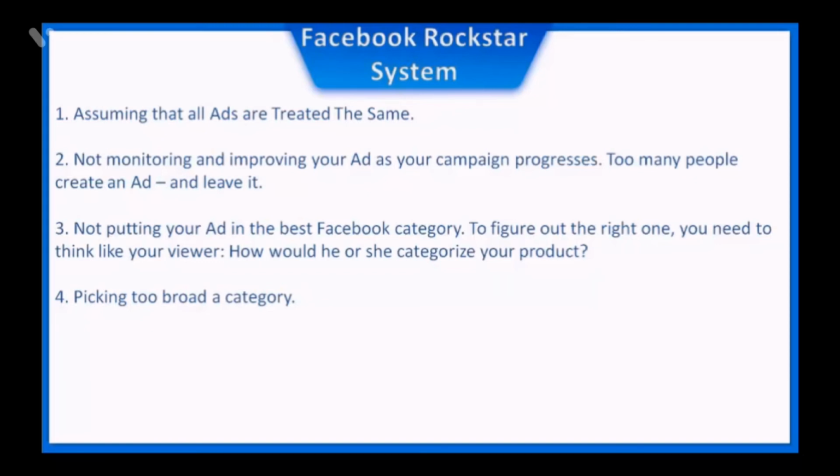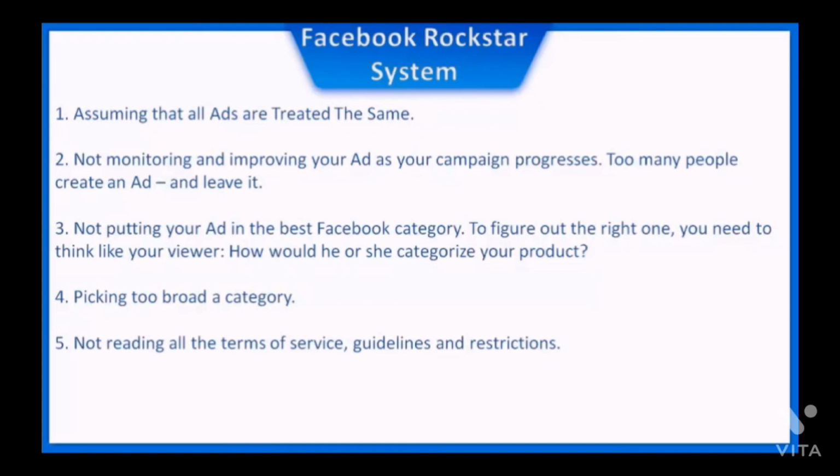5. Not reading all the terms of service, guidelines, and restrictions. That one should be obvious, but still trips potential advertisers up all the time. The best way not to miss something is not to rush through the process. Read the guidelines and restrictions first. Do your homework. 6. Rushing your ad creation just to get it out there. See number 4 and make sure you've thought of all the ways you can maximize your ad dollars. Have a plan. Don't just fire your ads off in all directions with a shotgun approach.